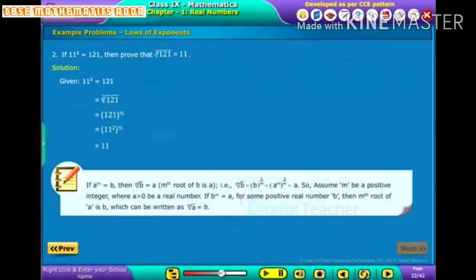Note: if a power m is equal to b, then the mth root of b is a. The mth root of b is equal to b power 1 by m, which is equal to a power m whole power 1 by m, that is equal to a. So, assume m is a positive integer, where a greater than 0 is a real number. If b power m is equal to a for some positive real number b, then the mth root of a is b, which can be written as mth root a equal to b.